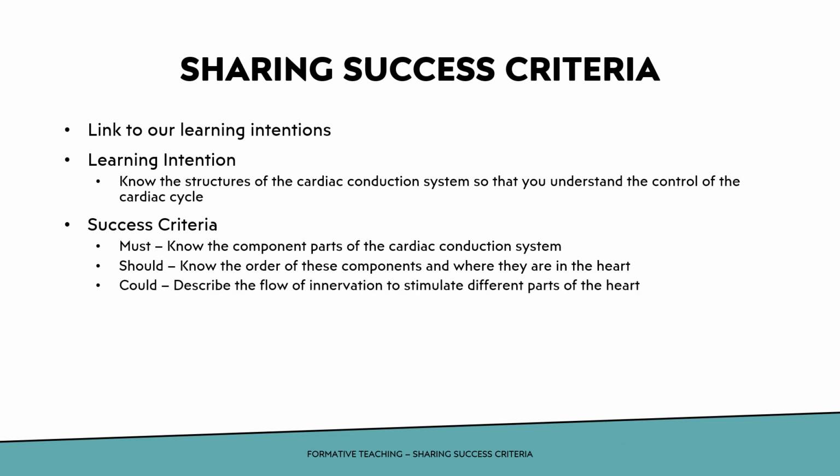And then the final bit, the could, is to describe the flow of innervation to stimulate those different parts of the heart. And again, that stimulation leads to the contraction, which allows them access to that understanding of the control of the cardiac cycle. So my success criteria are really explicitly linked to my learning intention, and by my students going through a process where they achieve each of the elements of the success criteria, they are then able to have that full understanding of the control of the cardiac cycle.